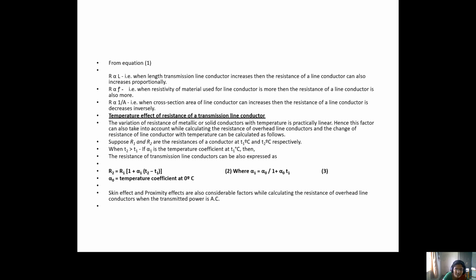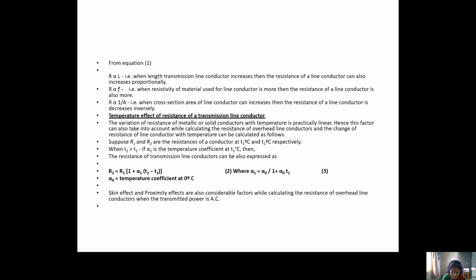See here the variation of resistance of metallic or solid conductors. The resistance of metallic or solid conductors with temperature is practically linear. So that means there is a linear relationship between the resistance of metallic or solid conductors and temperature. Hence this factor can also be taken into account while calculating the resistance of overhead line conductors and the change of resistance of the line conductor.